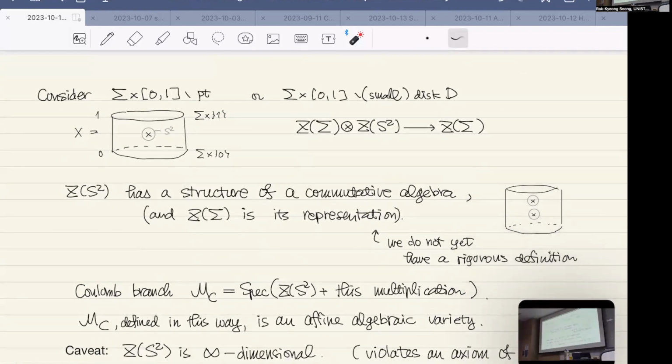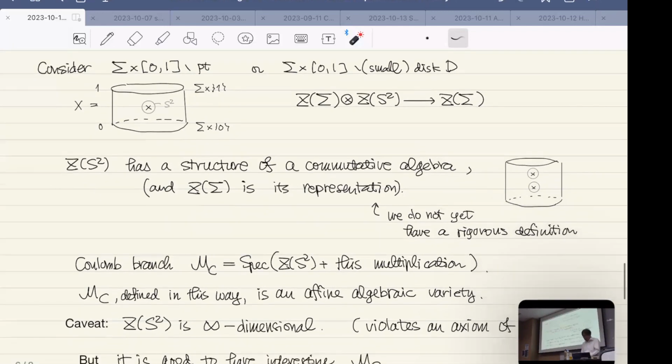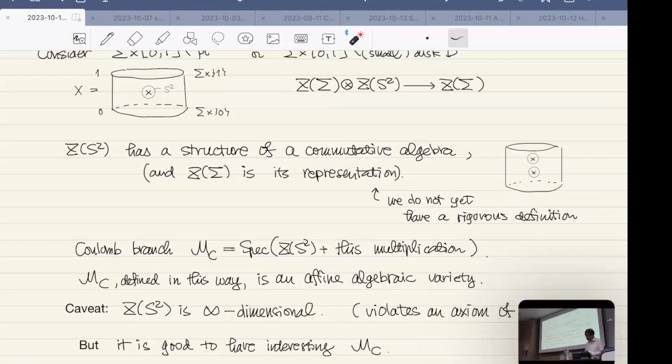Moreover, so far we cannot mathematically rigorously define G of sigma for general sigma, but from the topological quantum field theory perspective, it is natural to expect that G of sigma should be a representation of this commutative ring. So sigma is difficult, but from this we get G of S2 with commutative multiplication. So you get a commutative ring.